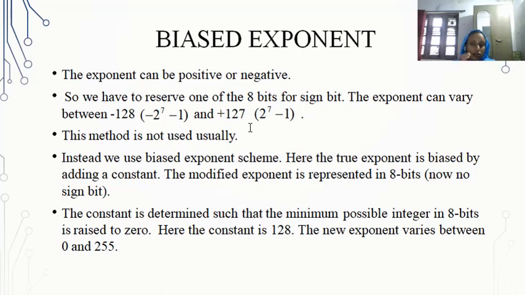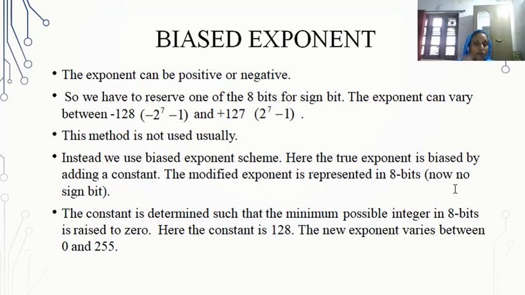So what is a biased exponent? The true exponent is biased by adding a constant. The modified exponent is called the biased exponent. The modified exponent is represented in 8 bits because there is no sign bit now.